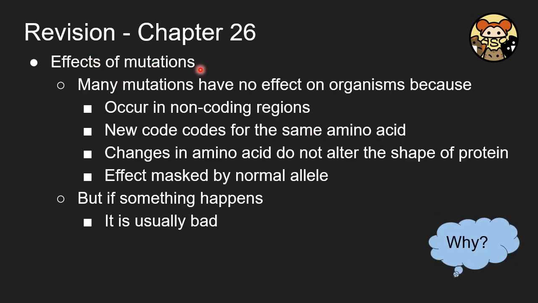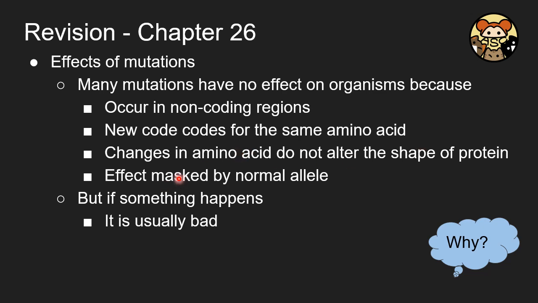Here is the effect of mutations. Many mutations have no effect on the organism because they occur in the non-coding region. We have the one gene, one protein hypothesis, and we study organisms or their genomes based on their coding regions, that is, regions that code for a functional protein. However, in our genome there are many non-coding regions, which do not code for any functional protein. So if there is a problem over there, nothing actually happens. It's also possible that the new codon may still code for the same amino acid because of the degenerate nature of the codon.